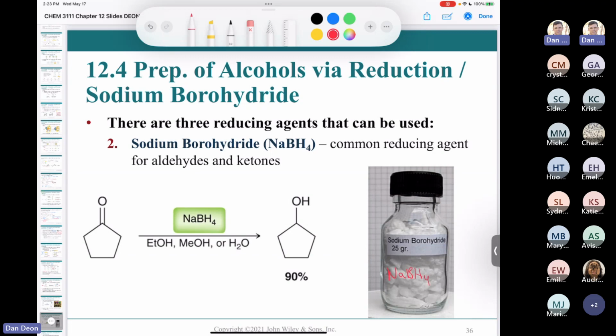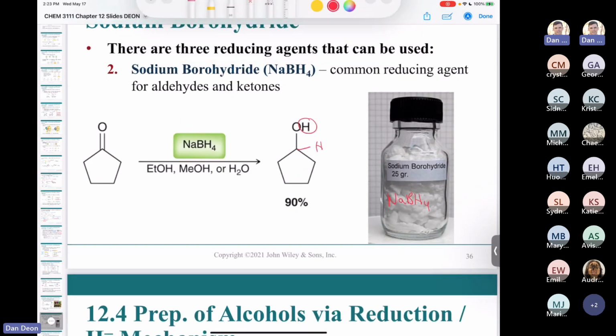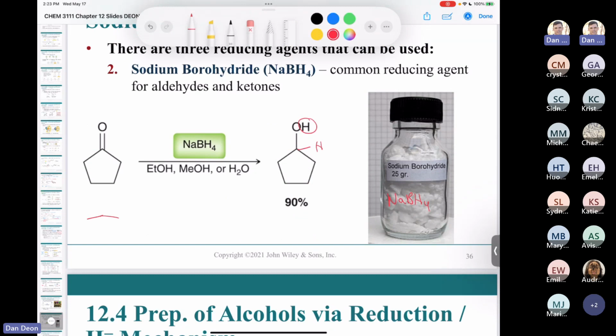NaBH4. And sodium borohydride is a common reducing reagent for aldehydes and ketones. So what it does is it adds 2 hydrogens across the double bond. So of course we have this one, and then we added another one here. So we would convert a ketone to a secondary alcohol. And let's imagine we had an aldehyde like this. If you did the same thing, you'd end up with a primary alcohol like that. So again, ketone to secondary alcohol, aldehyde will give you a primary alcohol.